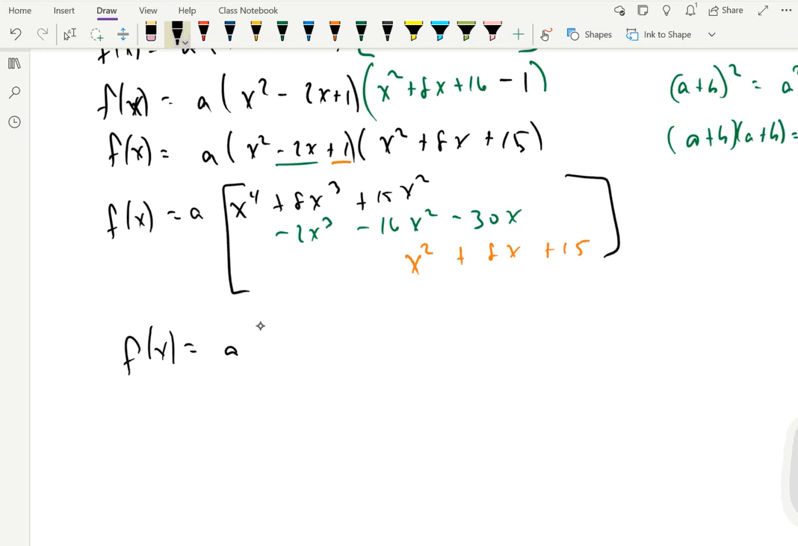Now we can combine like terms. So what do you end up with? I got a in the front, some multiplier, and then I got x to the fourth. Our x cubed term is going to be plus 6x cubed. Our x squared terms, I got 15, and one is 16, minus 16, so my x squared terms are going to end up disappearing. Then I have minus 22x, and then a plus 15.